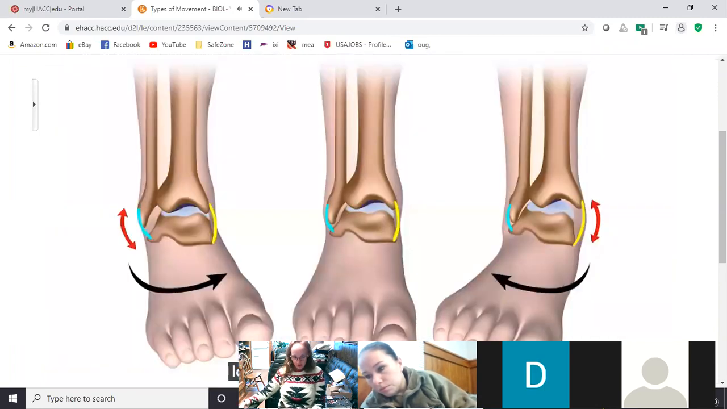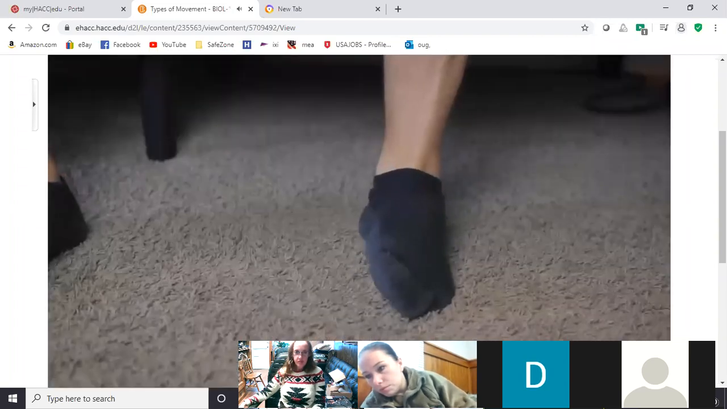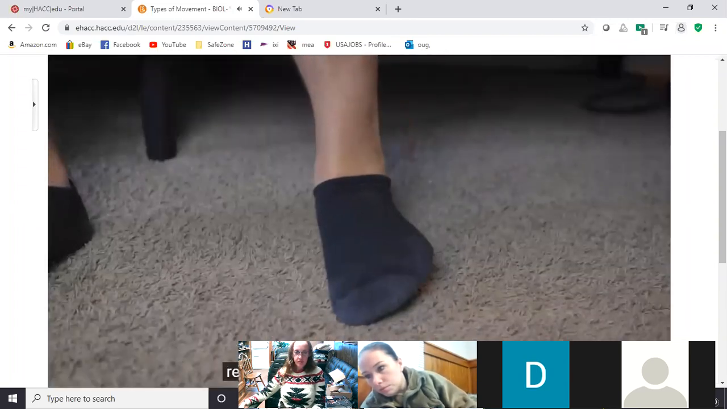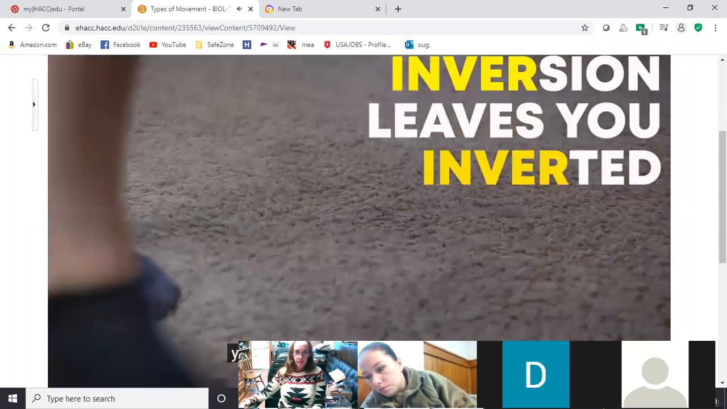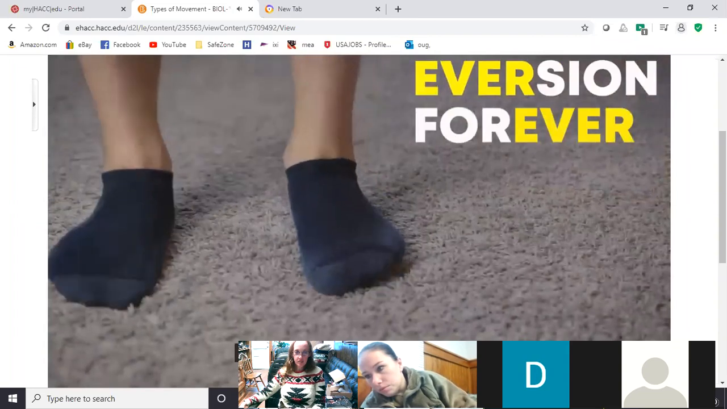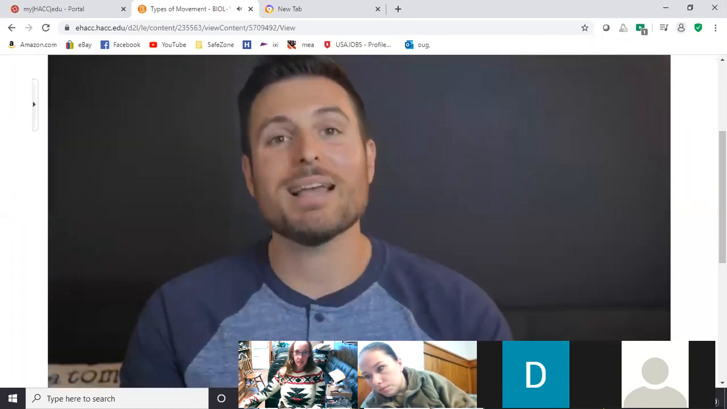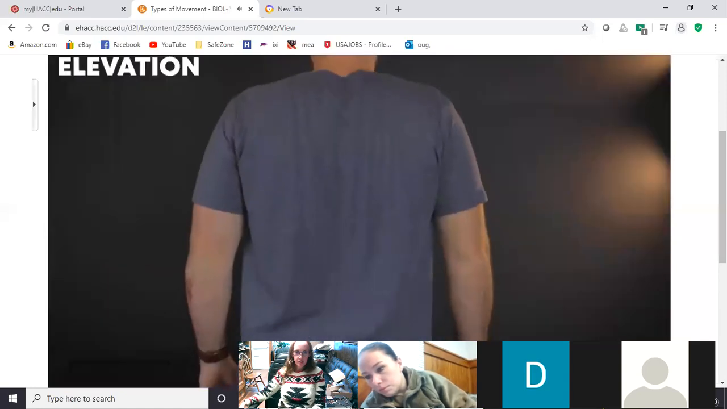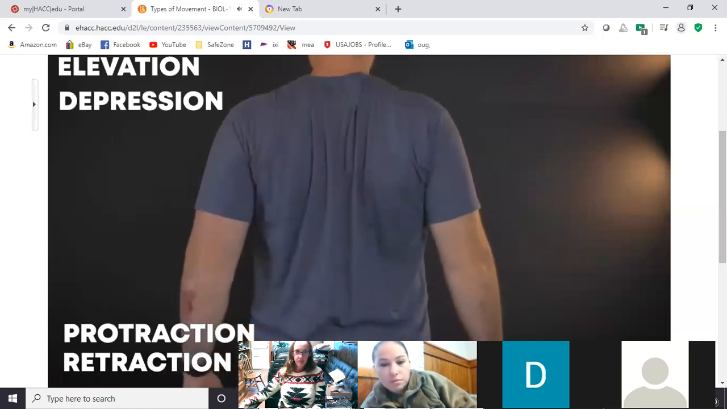That same talocrural joint rotates around the long axis of the metacarpals to do inversion and eversion. Easy way to remember those, if you invert your feet, your body will trip over and your body will end up inverted too. But you could forever comfortably stand in eversion. We're getting to the end, but lastly, we need to look at the scapula. They can elevate or depress, protract or retract, all of which are pretty intuitive to remember.